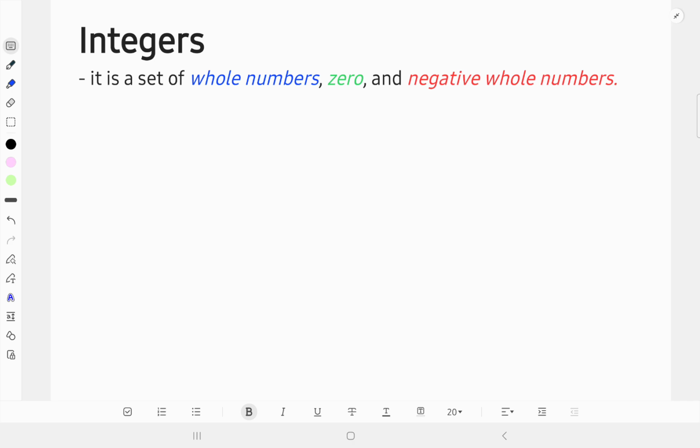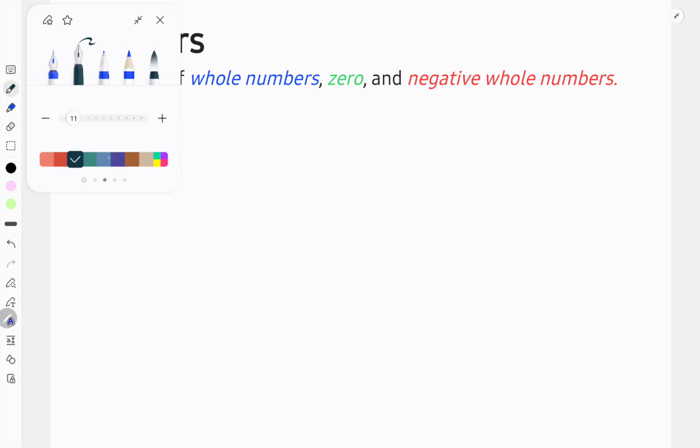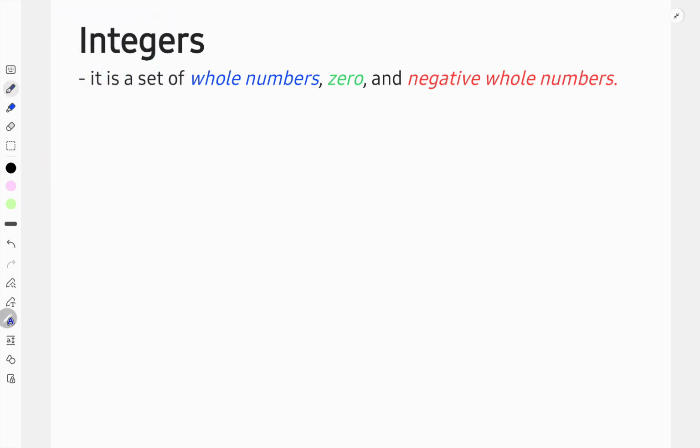So now, when we talk about integers, we're going to use the definition of set, where it's a set of whole numbers, zero, and negative whole numbers. When we talk about whole numbers, it consists of the counting numbers, then zero. However, we go specifically with zero so that it has its identity and negative whole number.